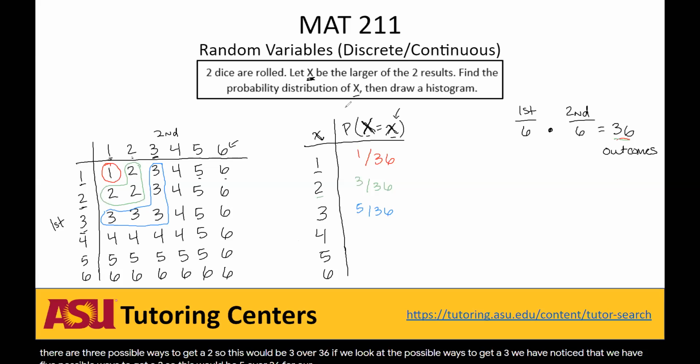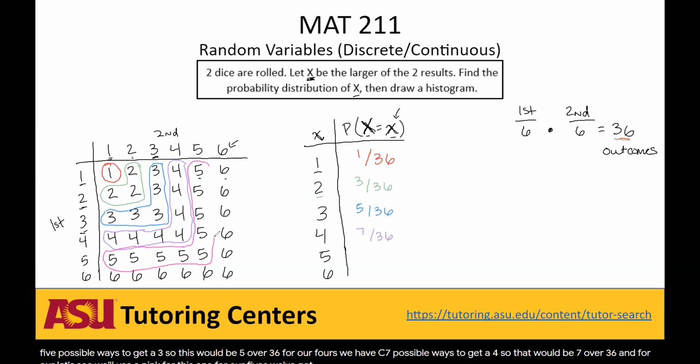For our 4s, we have 7 possible ways to get a 4. So that would be 7 over 36. Then for our 5s, we'll use a pink for this one, we've got 9 possible ways. So 1, 2, 3, 4, 5, 6, 7, 8, 9. So we have 9 over 36.